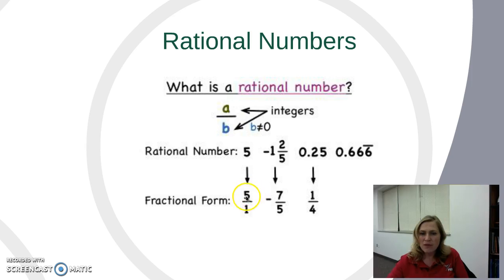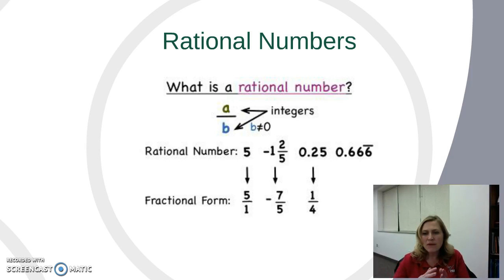So the number 5 can be written as a fraction, even though we can see right here this is a counting number. It's also a rational number, because if we write a 1 under the 5, we've made it a ratio, and so on. And you can see we have repeating decimals, we have terminating decimals, we have positive fractions, and we have negative fractions. And all of these fall into the rational number system.